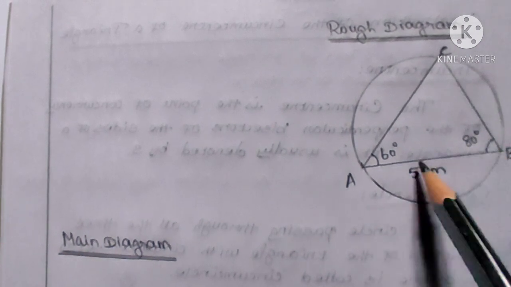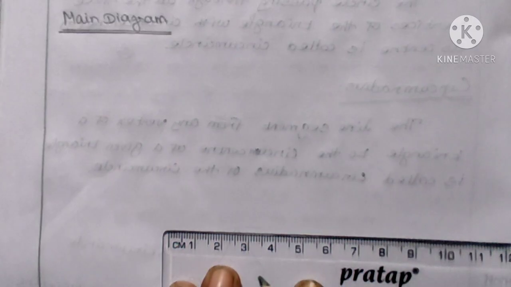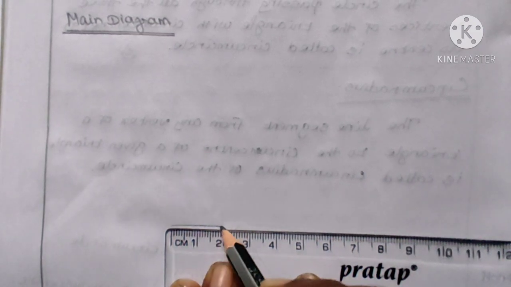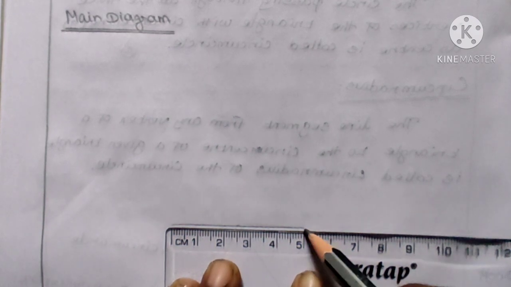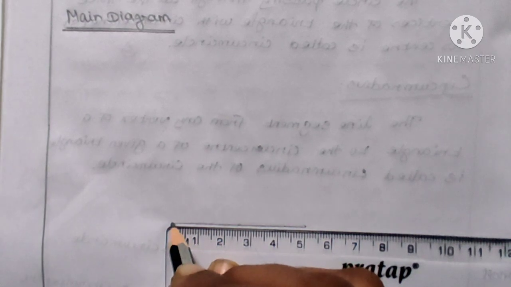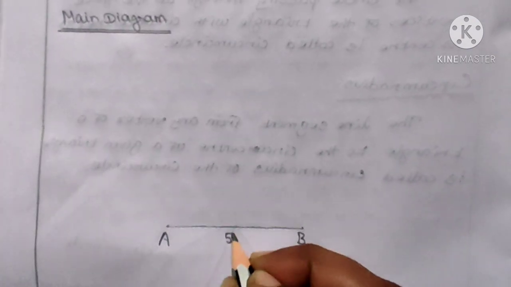This one is 5 cm, 80 degrees and 60 degrees. I'll explain the main diagram. First, complete the line segment of 5 centimeter. This one is AB. Label the letters A, B, and mark the measure as 5 centimeter.